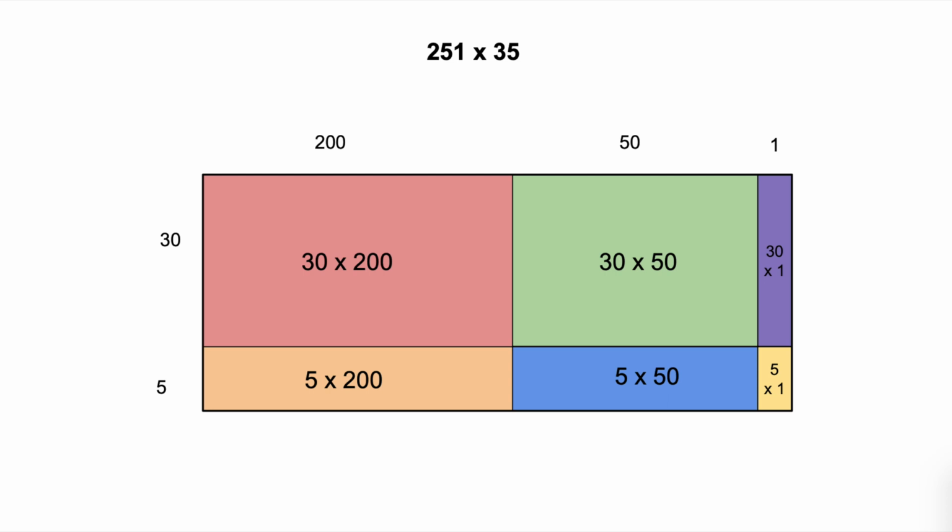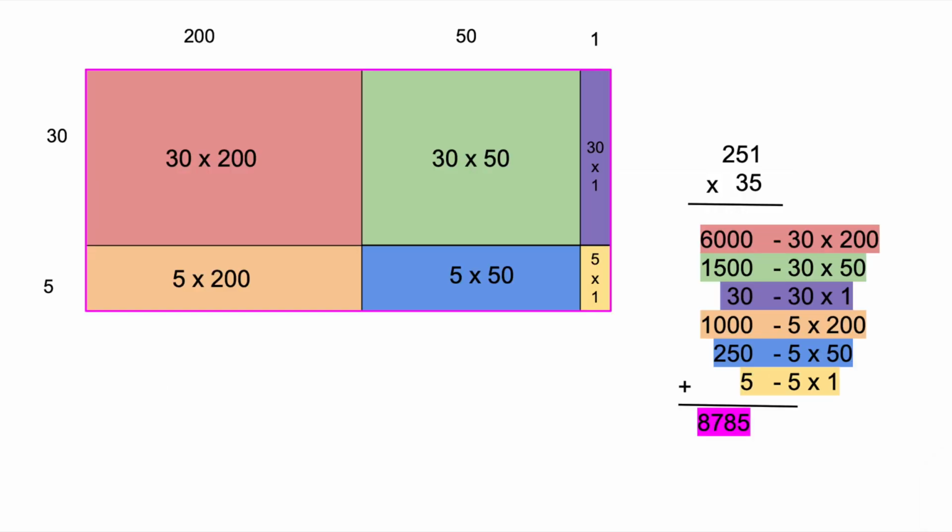Now on the bottom row, we have 5 times 200 because of what's on top is 200 and on the side is 5. And then we have 5 times 50, which is in blue. And then the last box we have in yellow is 5 times 1. Once again, breaking it into place values to make sure that we get the number accordingly.